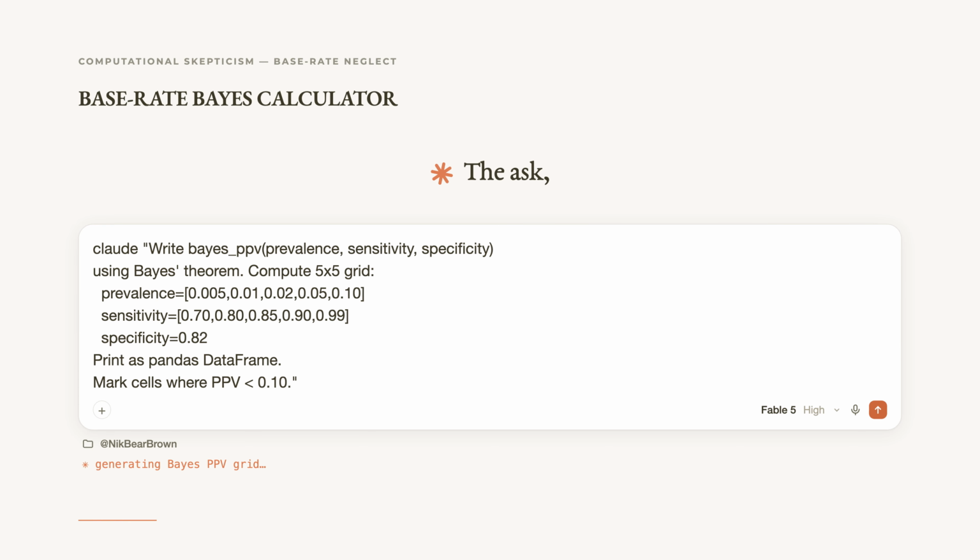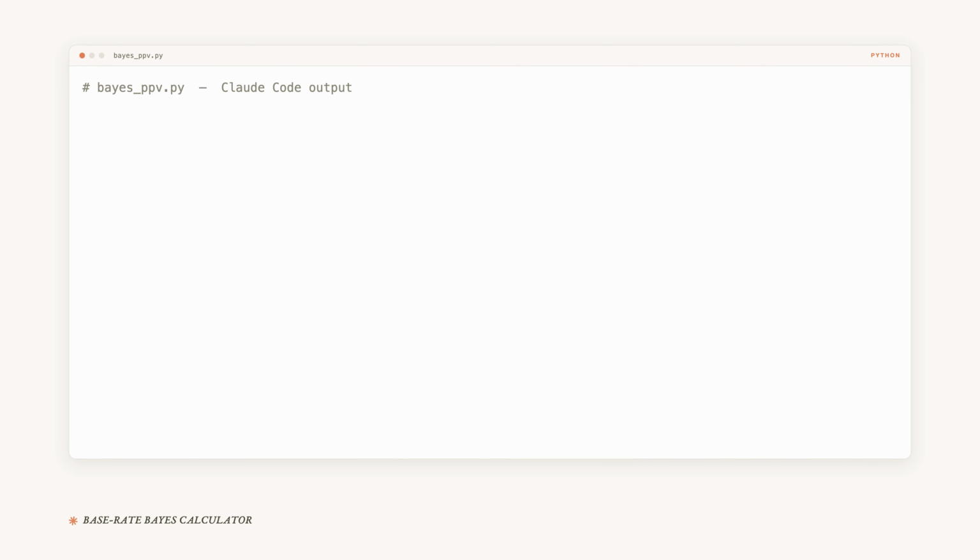In the terminal, ask Claude to write a Bayes PPV function, then compute a 5x5 grid over prevalence and sensitivity at a fixed specificity of 0.82, the sepsis model's published value, and mark every cell where PPV drops below 10%. Read the key formula before running.